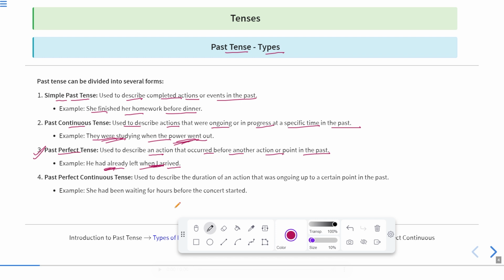Now, past perfect tense is a wide part that we will discuss in the past perfect tense only. Moreover, we have past perfect continuous tense. Now, what is this? It is used to describe the duration of an action that was ongoing up to a certain point in the past. If some action started in the past and continued up to a particular point of time in the past only, it means now it is not in continuous form. It has already happened, but it continued up to a particular time in the past only. Therefore, that will be shown in the past perfect continuous.